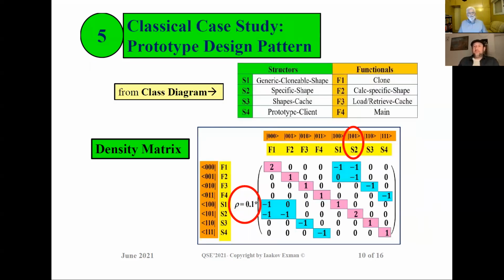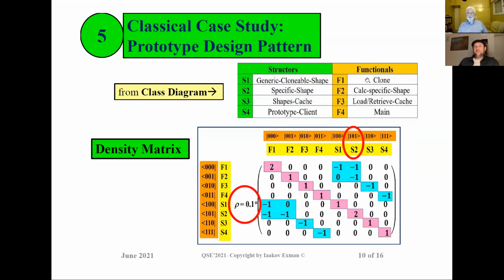We now present two case studies. The classical one is about the prototype design pattern. The structures and functionals are obtained from a class diagram of this system. The structures are a generic clonable shape, a specific shape like triangle, square, circle, or lozenge, a cache to store shapes, and a client to trigger the whole calculation.